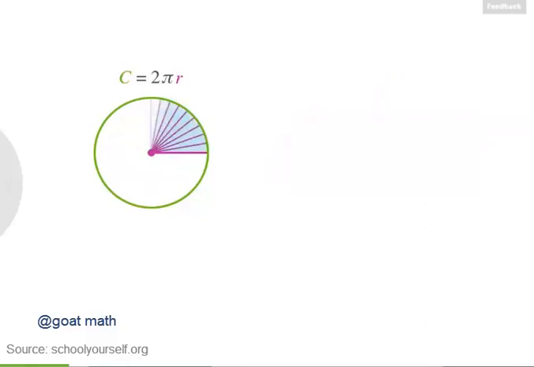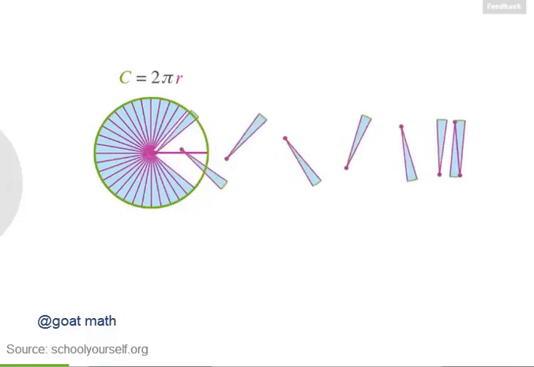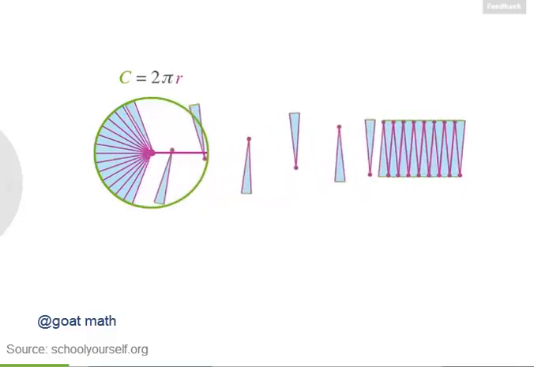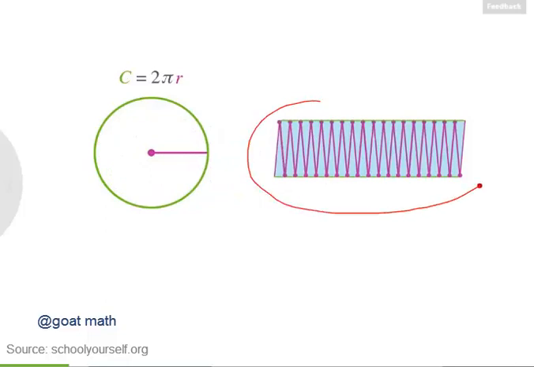Let's again cut the circle up into slices, but this time let's make many slices. Again, let's rearrange these slices so that they alternate which direction they're pointing. Now here's a shape whose area we might be able to calculate.